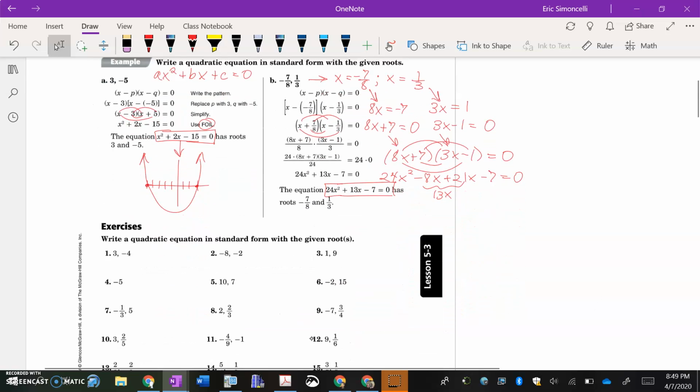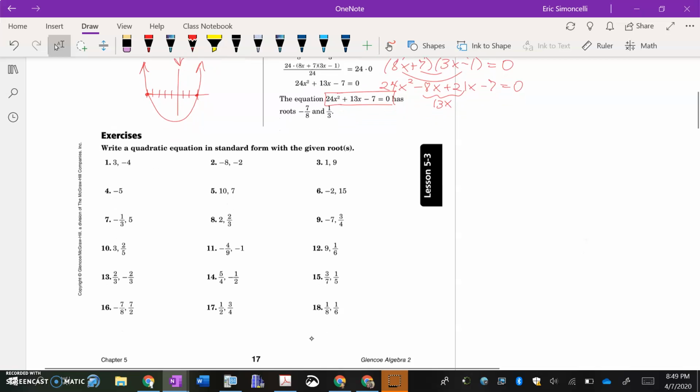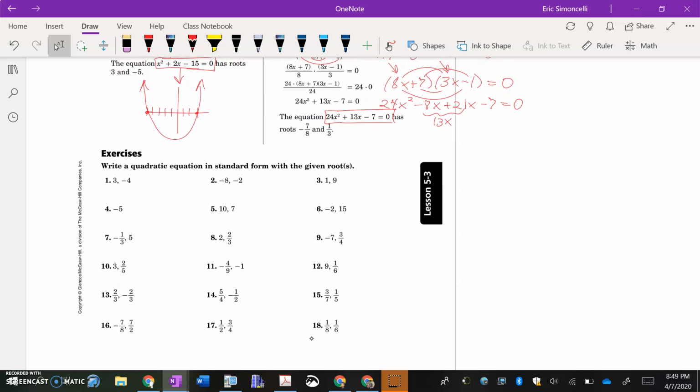Let's move on. Now we're going to tackle some of these questions, keeping in mind what our homework is for tonight. But let's take a look. I think I'll jump in with number 1, and we're going to bounce around to a couple of others that maybe have some fractions for more practice.